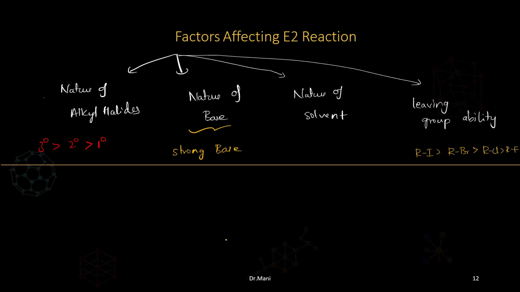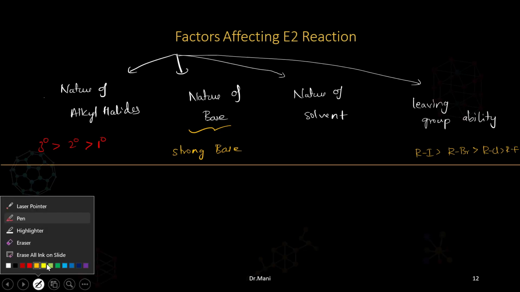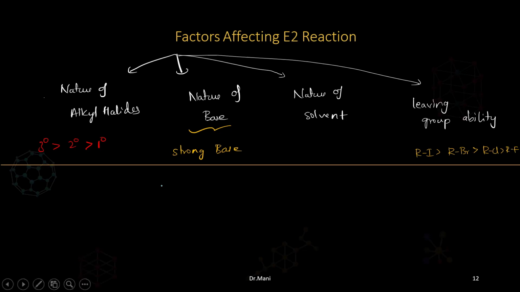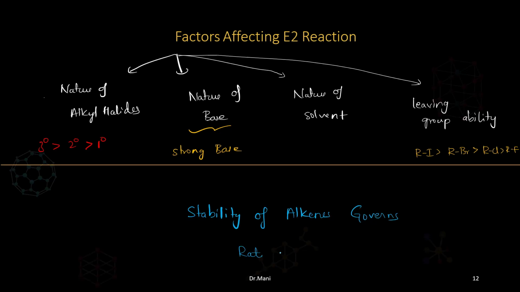Okay. And remember, which one is majorly playing an important role is the first one, the stability. So remember the main thing is the stability. So stability of alkenes will govern the rate of reaction. If for suppose the final product is not stable, then it will not produce the reaction rate. It will decrease the reaction. So stability of alkenes governs the rate of reaction. Remember this.